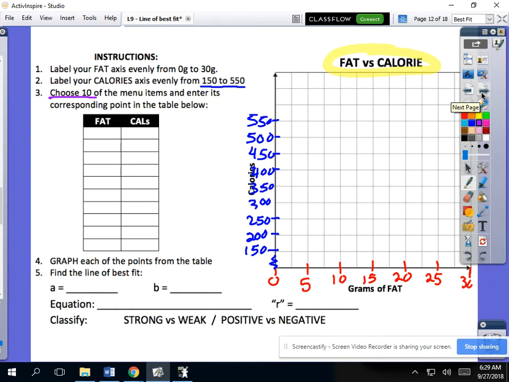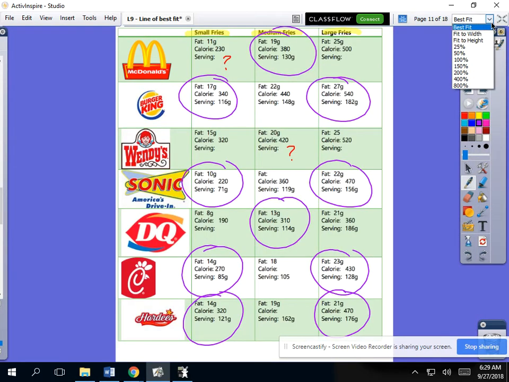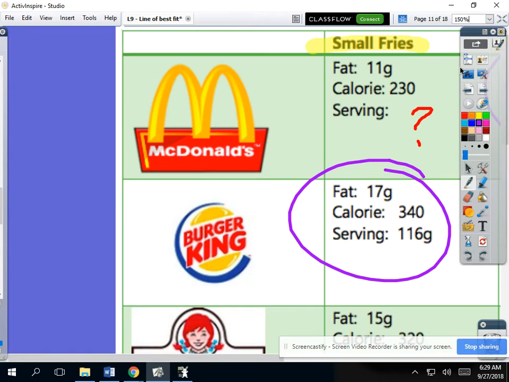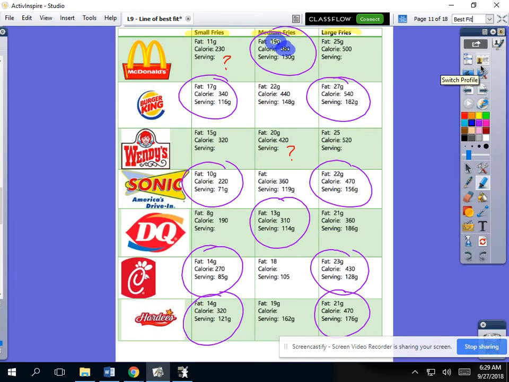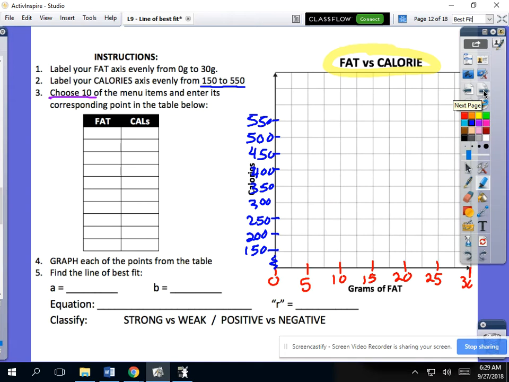But notice what we're talking about is the fat and the calories right now. So if I'm looking at this data point right here in the middle, fat and calories is grams of fat and calories, 380. So that's my point that I'm actually plugging in. So my point in this case is going to be, what was that one? That one was 19 and 380. So there's my first point, 19, 380.